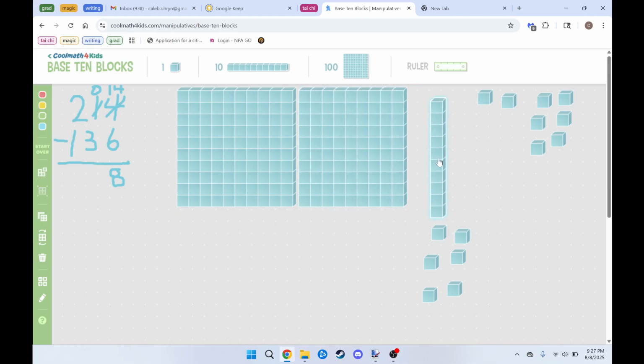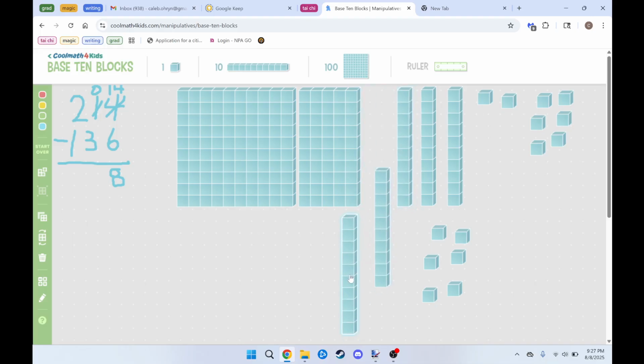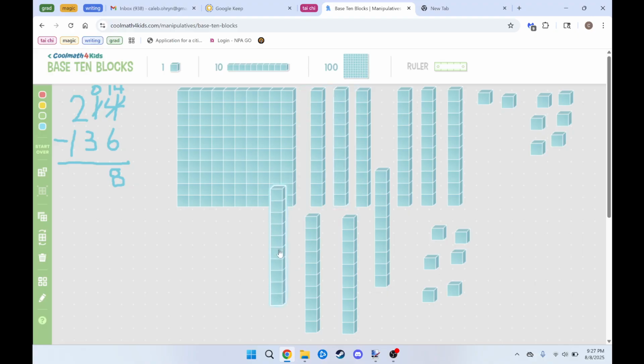And now we should have 1, 2, 3. Let me just spread them out. 3, 4, 5, 6, 7, 8, 9, and this last one for 10. So we have 10 tens that we got from our 100 block.